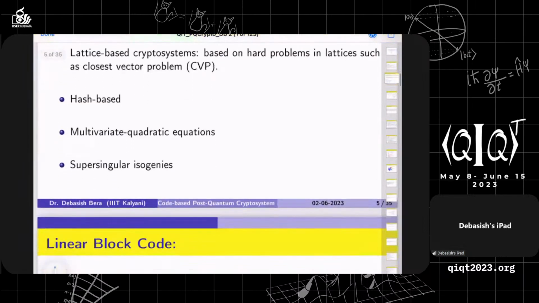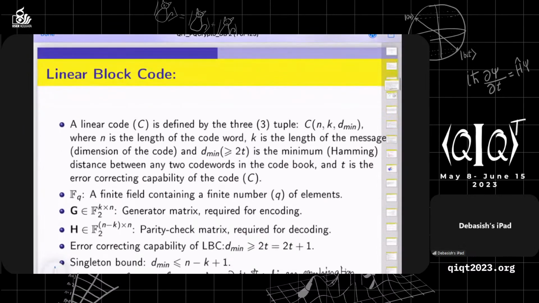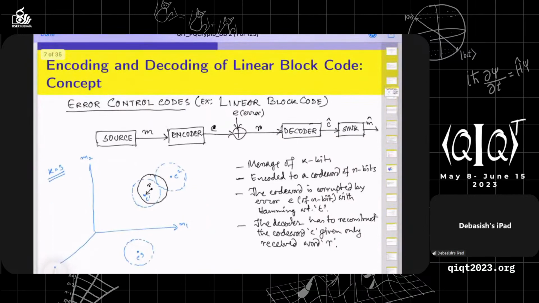Now I'll brief you on the basic idea of codes, meaning error control codes. Before that, let me show you one picture here. This is the basic block diagram of an error control code. A source generates the message bits M. It is encoded by some technique. It is encoding, not encryption. So we are still in the coding, not in the encryption or security part.